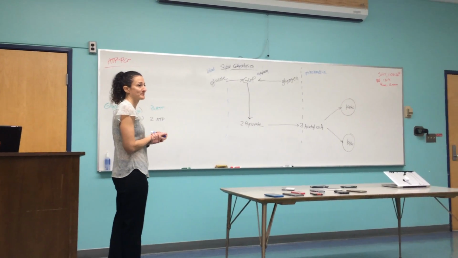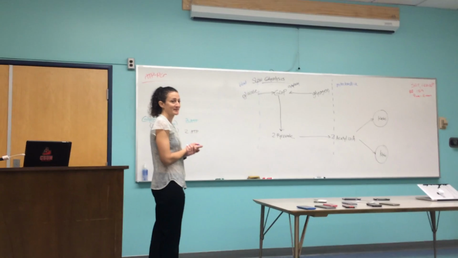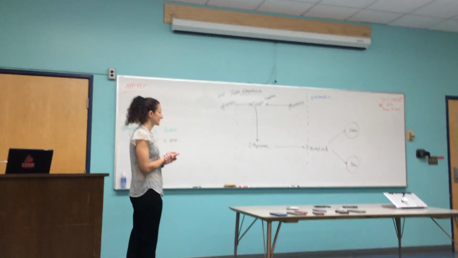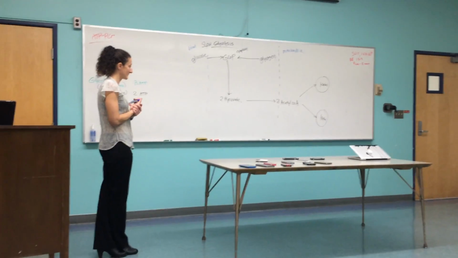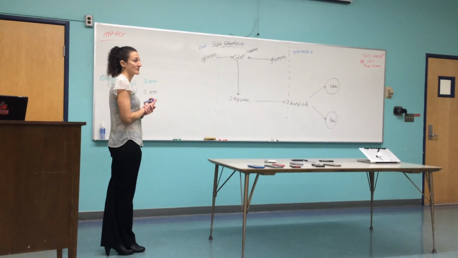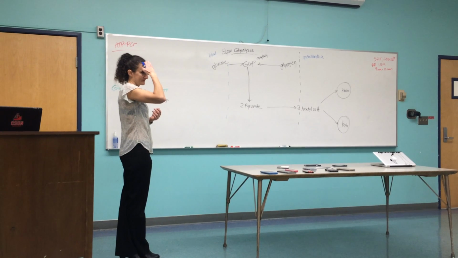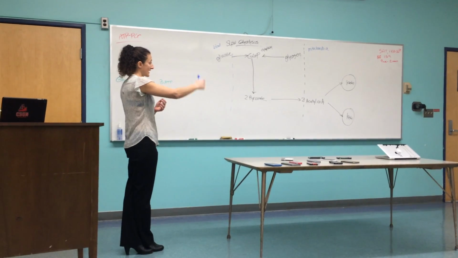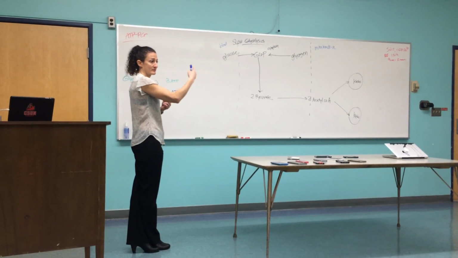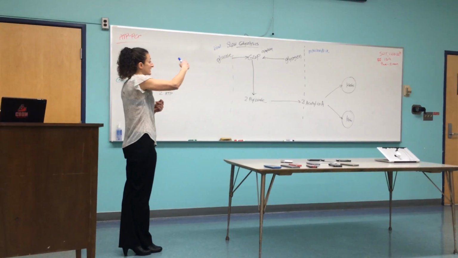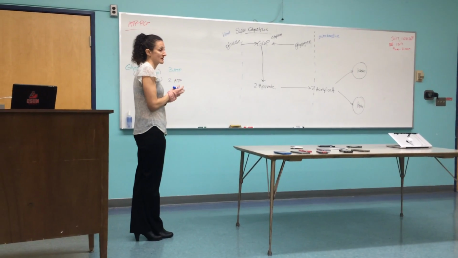Questions so far? Yes? We're in the mitochondria as soon as we start turning into the 2 acetyl-CoA. Acetyl-CoA, yeah. Should be in the mitochondria then, going into the Krebs cycle. And that's where we're going to start consuming oxygen, in the Krebs cycle and in the electron transport chain.